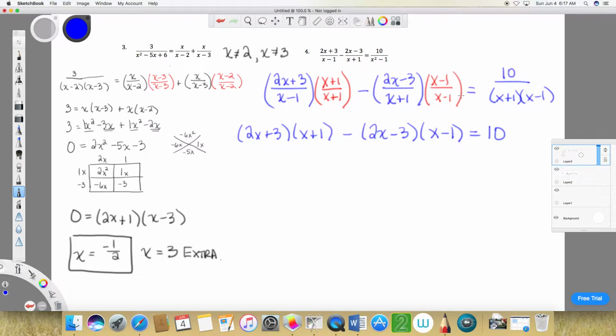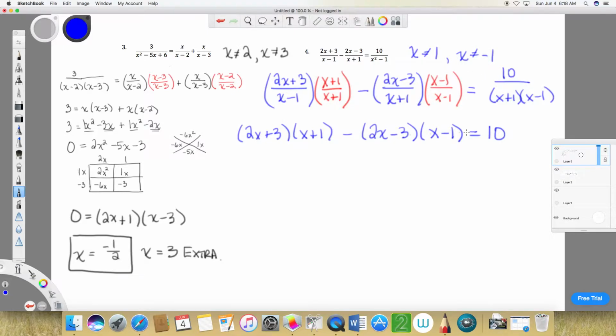Now, I need to stop and slow down for a minute. When I multiplied all these terms by this common denominator, I could be changing the solution set to the original equation. And so I have to make sure that when I get the solutions to this quadratic equation, I don't claim that x equals 1 is a solution to the original equation, because that would cause division by 0. And I also have to throw out negative 1 for the same reason.